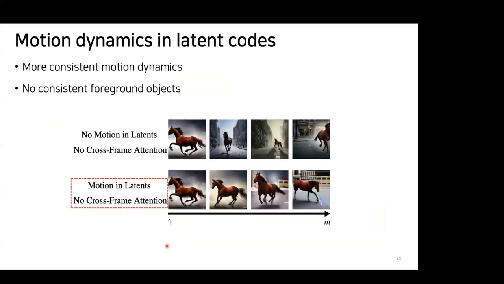When we do that, you can see that we induced this motion dynamics in the latent code, and there becomes some more consistent motion dynamics across the frames here. So the first row is the naive approach, and we can get some more consistent motion dynamics, but still the foreground objects are not consistent, and also the background is not that consistent.